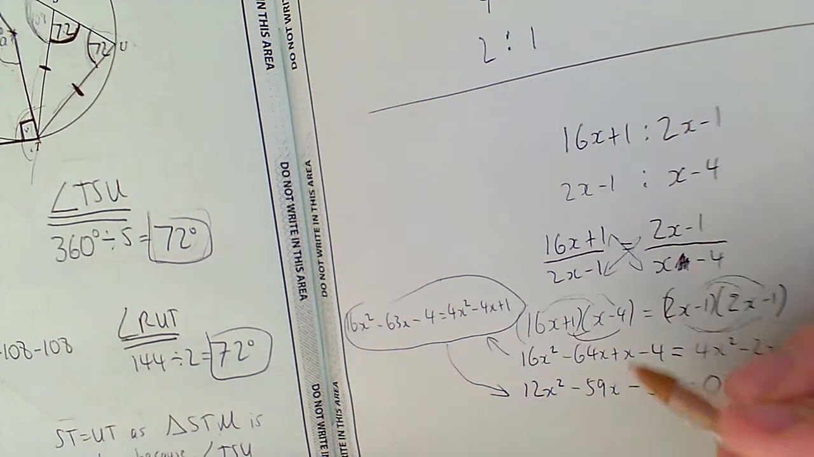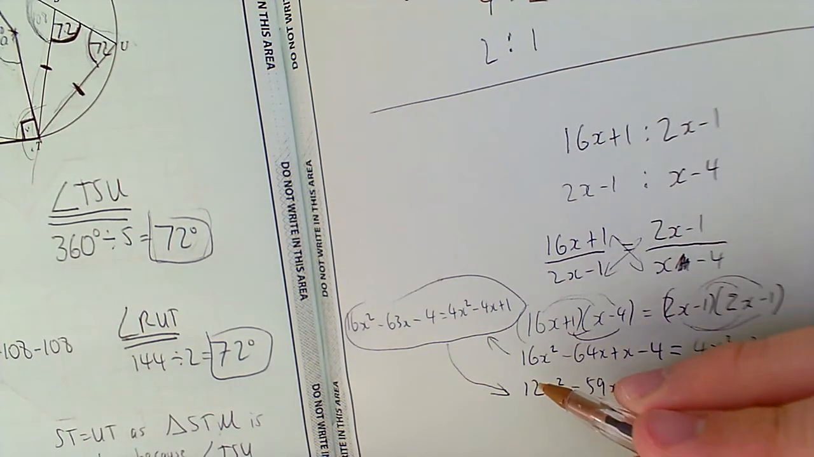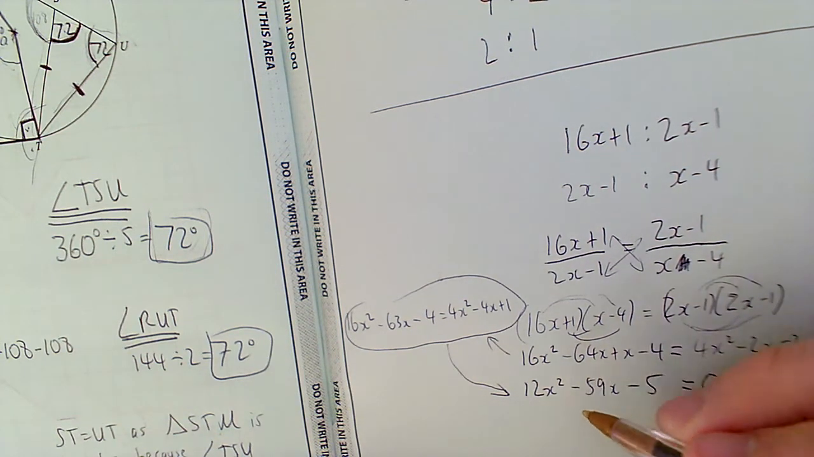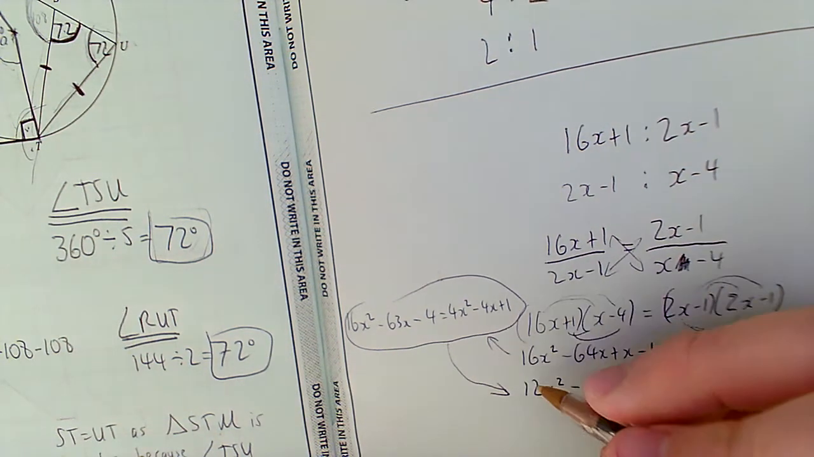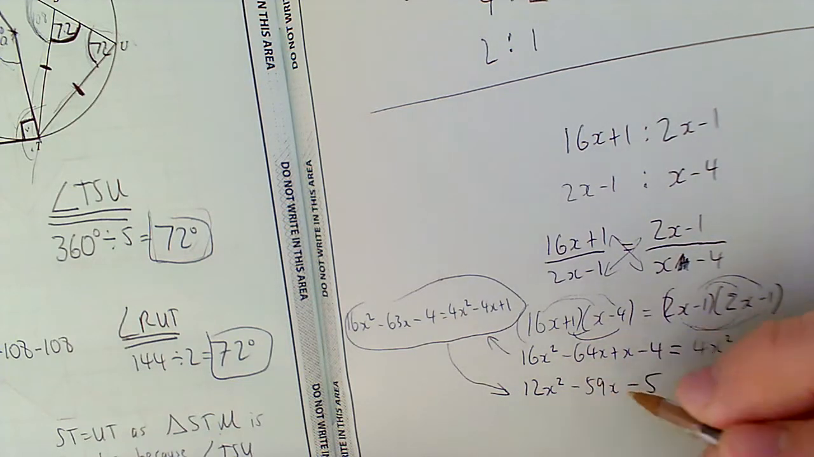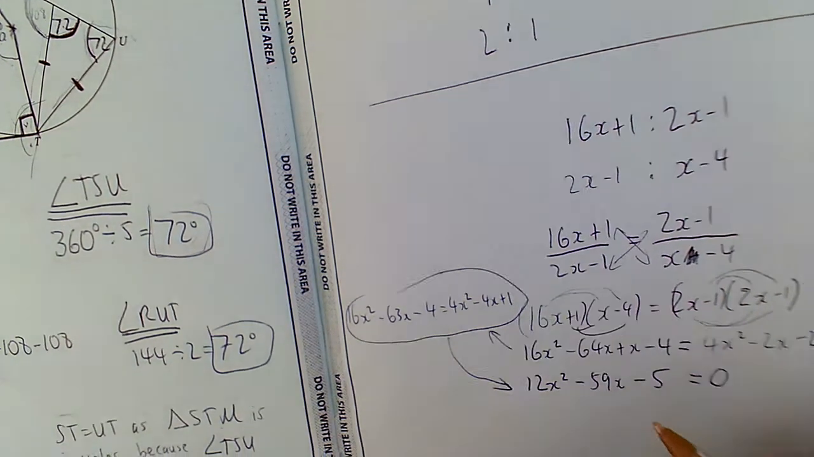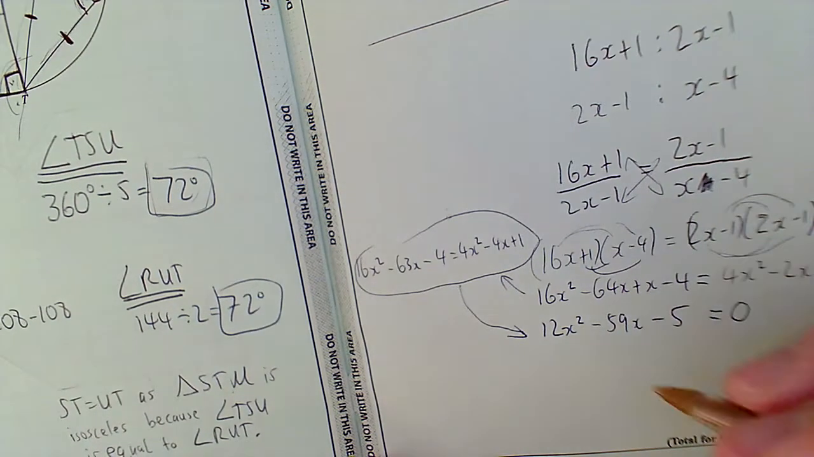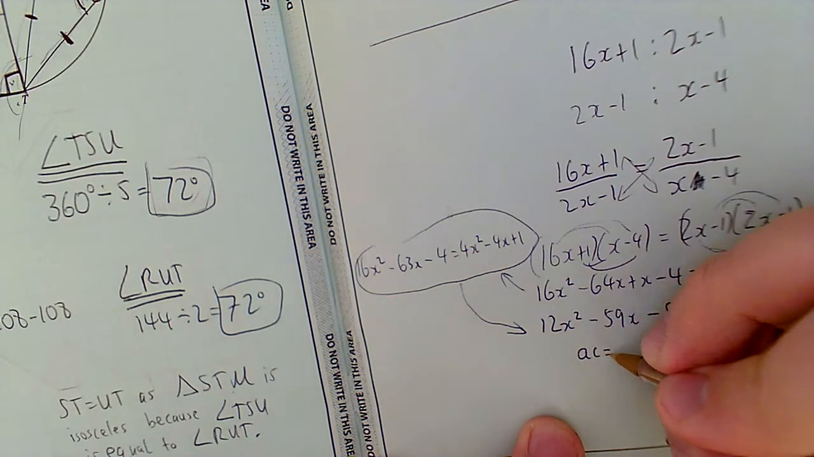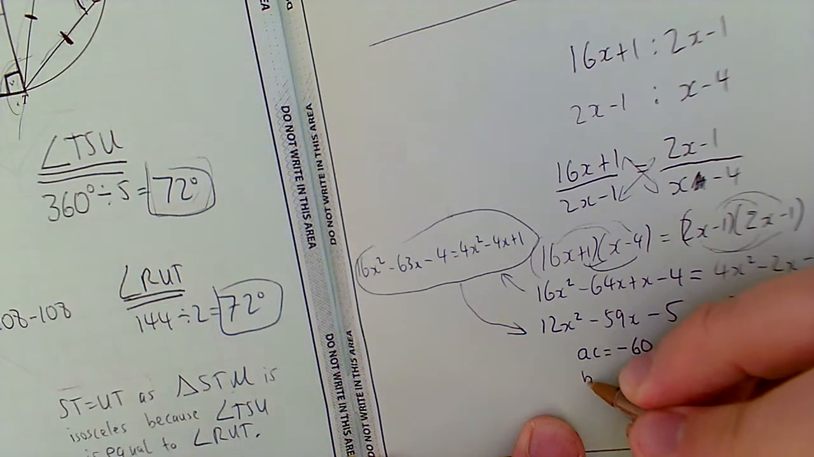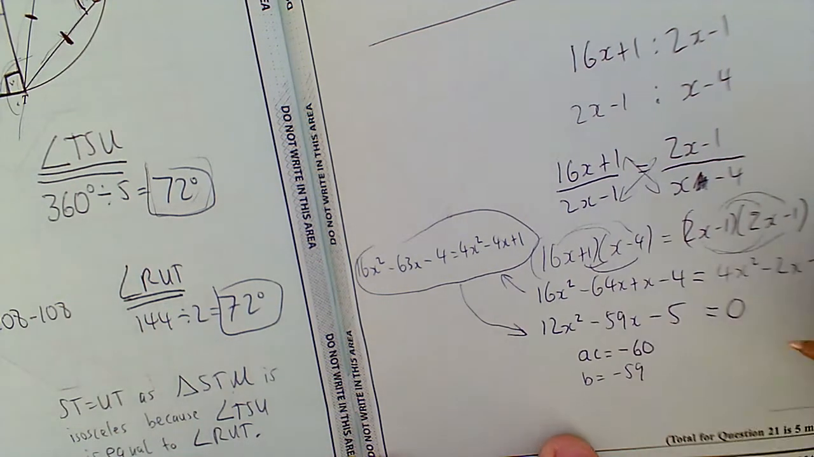Now, first of all, if it's not a single x squared quadratic, you should be thinking, can I divide through by anything to make it a single x squared? Well, no. If I divide through by 12 here, it doesn't really help me with the other two bits because I can't divide them by 12. So I'm going to have to use the AC and B method. So AC, which is 12 times by minus 5, is minus 60, and B is minus 59.